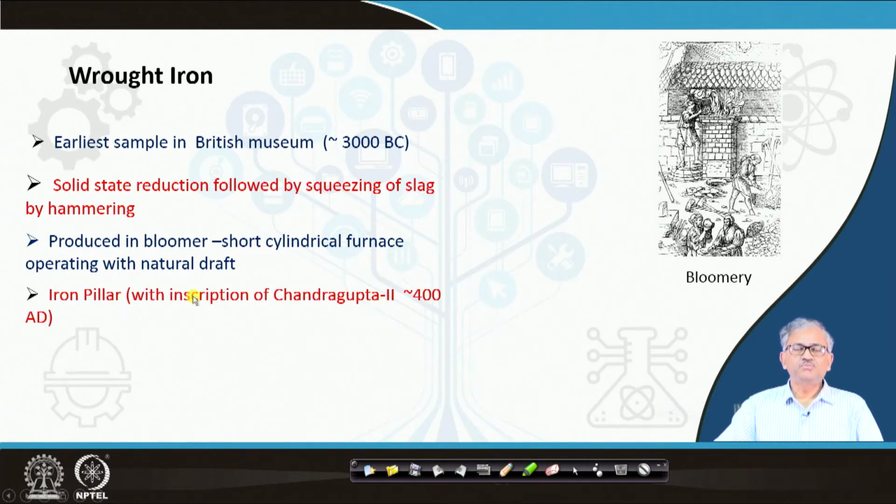And the iron pillar that exists in Delhi is made of this wrought iron only. The inscription on the iron pillar says that it was made by Chandragupta II, and his name is written there in some old alphabets. It is around 400 years after Christ, early 400, in the time of the Maurya dynasty.